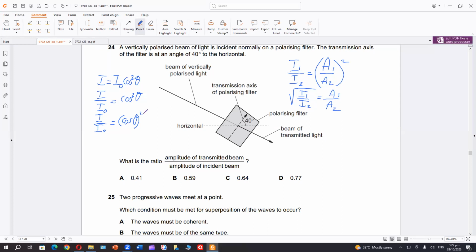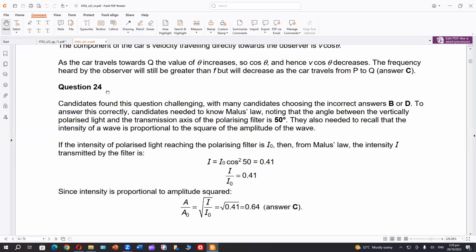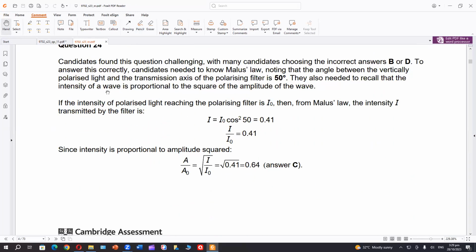Where is the 40 coming from? Okay, let's see what he says. Double check. But he's taking 15.